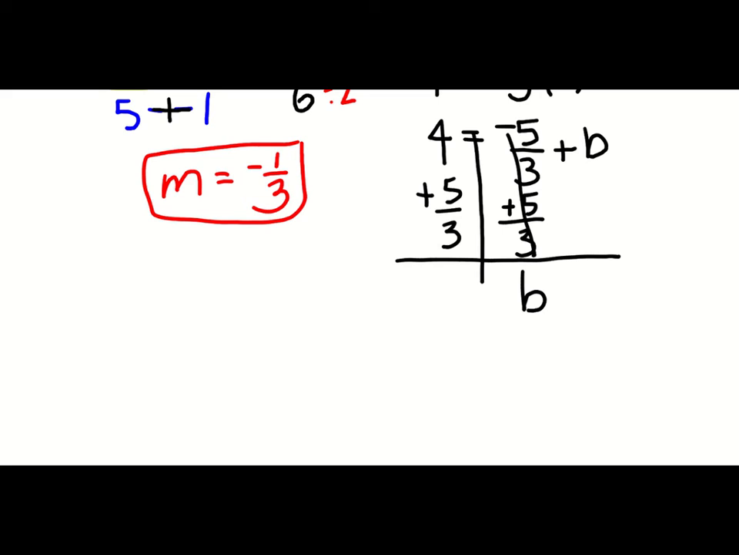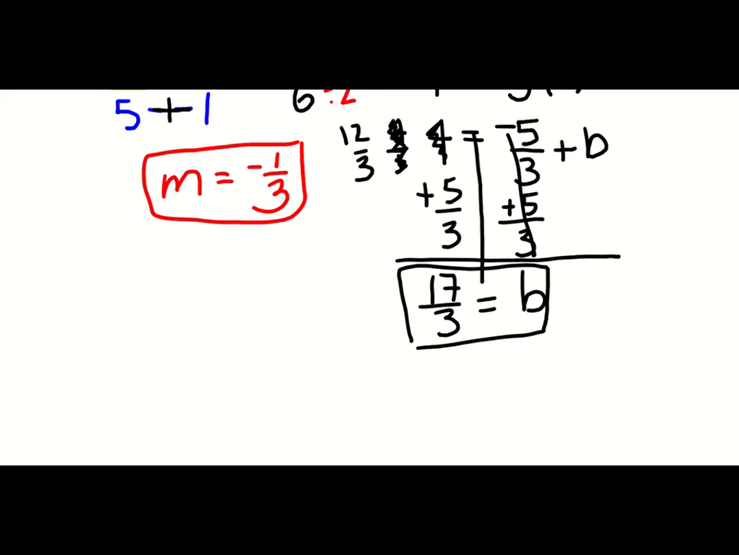And then 4 plus 5/3. Well, I need the whole number to be a fraction, so I can add it to the fraction. And then I need common denominators, which would be 3. So 1 times 3 is 3. 4 times 3 is 12. So this is essentially 12/3 plus 5/3, and 12 plus 5 is 17/3. So my y-intercept is 17/3.